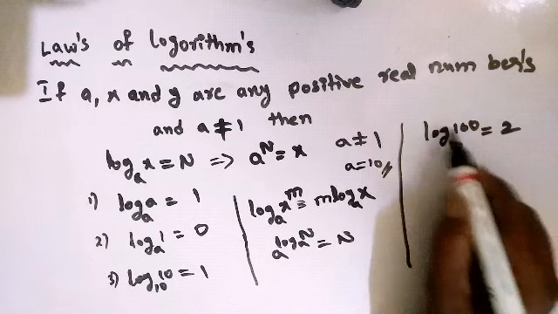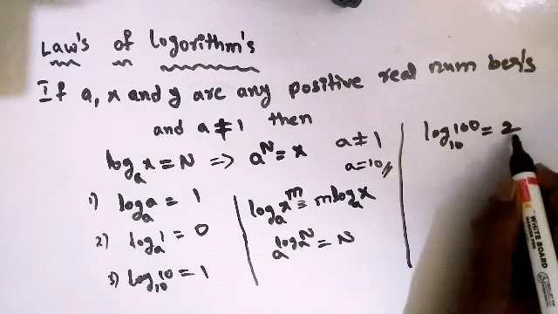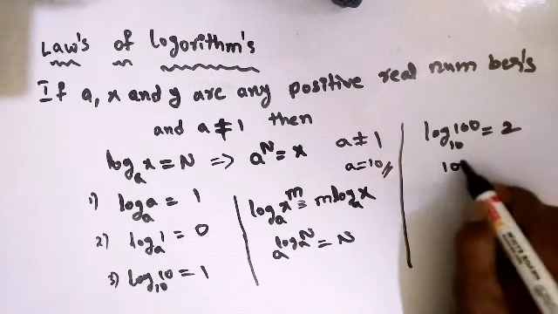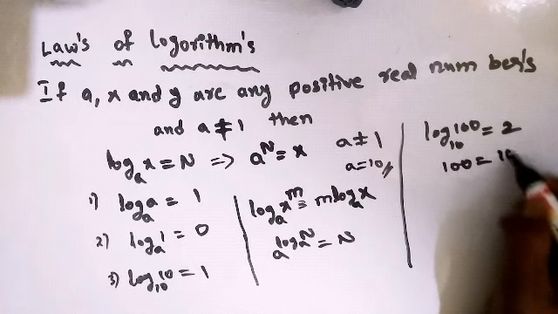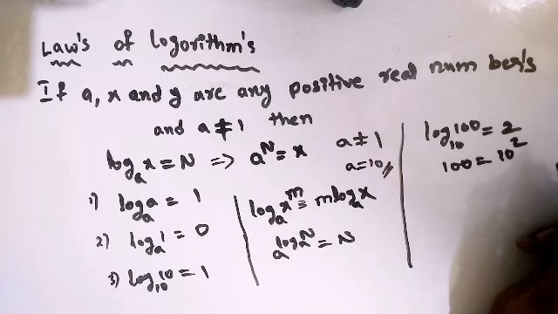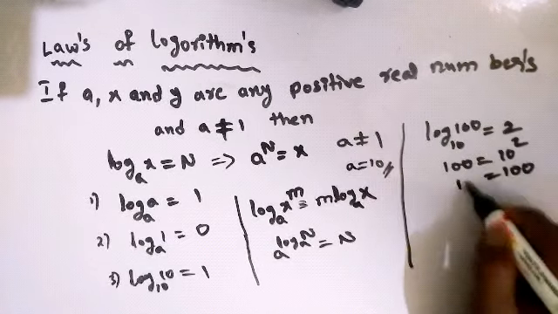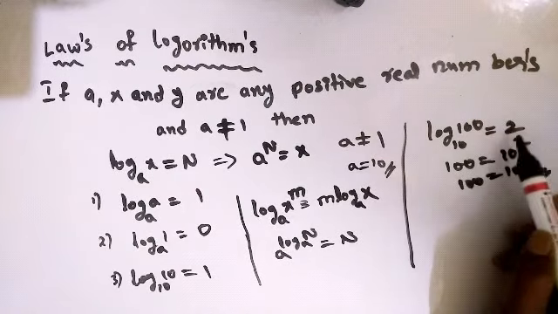How? By sending this to the RHS side, we get what? 10 to the power of 2 only, no? This log base a value will be in a base, then 100 is equal to, this 2 will come as power, then 10 will be here, so 10 power 2. 10 power 2 means what? 100. So 100 is equal to 100. Log 10 is 1, then log 100 is 2.